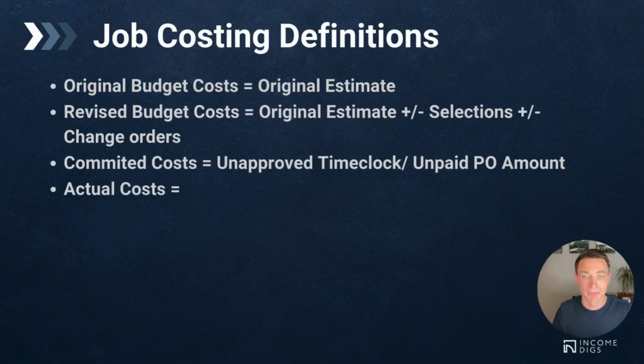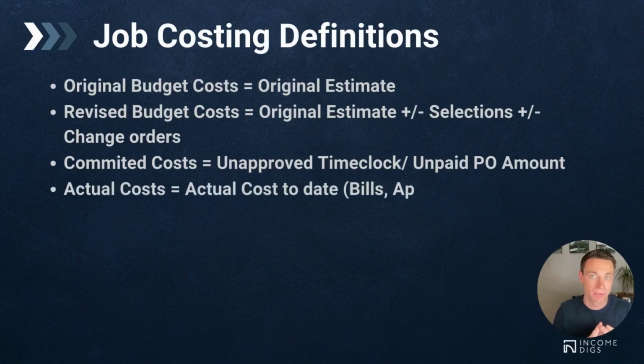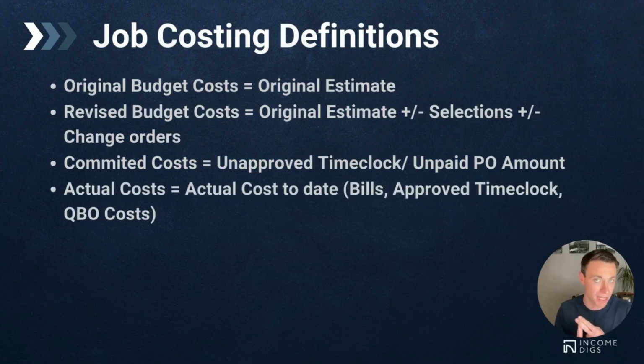Actual costs are actual cost to date. So this is your bills within Buildertrend, your approved time clocks. There's a difference there. So it's POs go to bills, so that's committed to actual. And unapproved time clock goes to approved time clock, committed to actual. And then your QuickBooks costs as well. If you're bringing those in, those are going to be added to your actual costs.